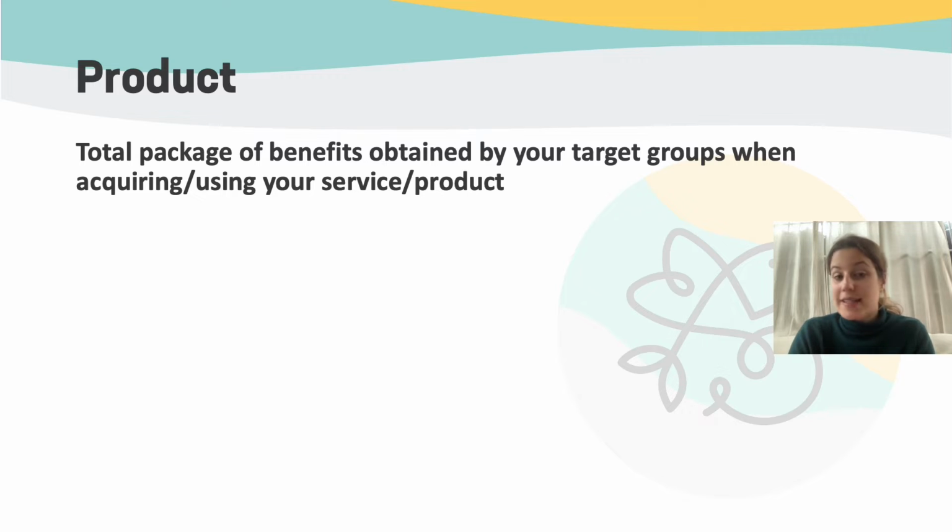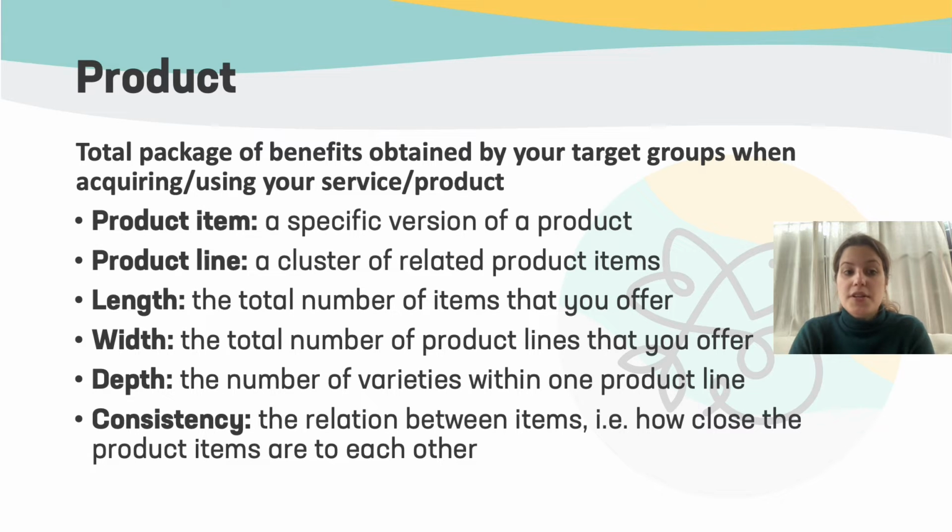The product offering is not limited to the physical good itself, but also includes the entire package of benefits that your target group receives when buying your service and/or using your innovation. These are the different characteristics that fall under product. There's product item, which is the specific version of a product, product line, which is the cluster of related product items, length, the total number of items that you offer, width, the total number of product lines that you offer, depth, the number of varieties within one product line, and consistency, the relation between items.